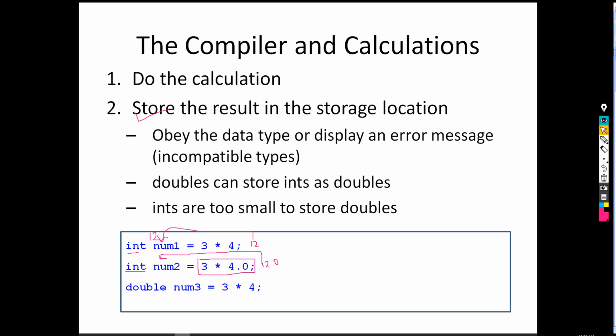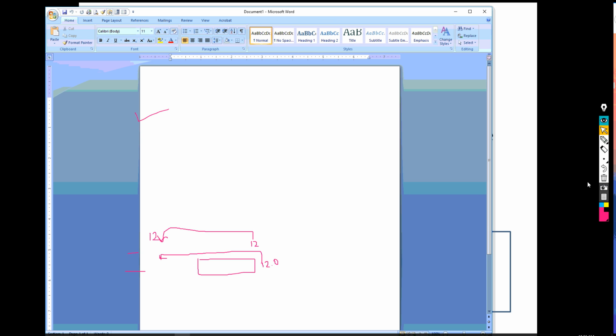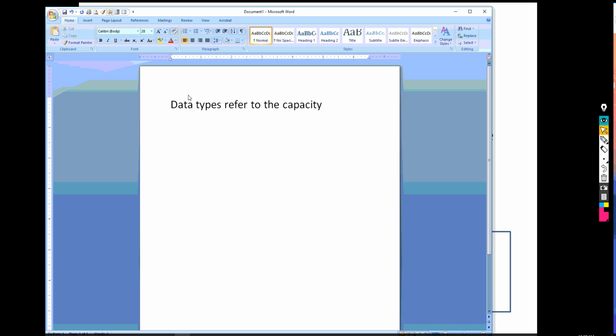So here, we're going to have to look at this. I forgot to type this up. Okay, so what happens is we have primitive data types. First of all, you should write down that data types refer to the storage capacity of a memory location. So it refers to the size, so to speak.